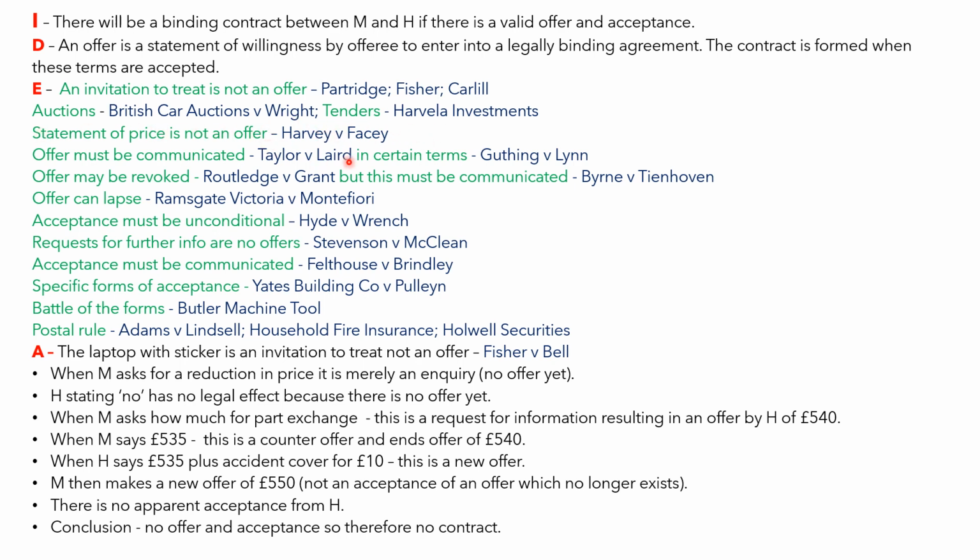And that case is particularly relevant for this scenario because it looks like when Harry was telling her what price he would accept if she did a part exchange, that very much looked like it wasn't an offer, it was a statement of his minimum price he would accept. We can talk about the fact that the offer must be communicated and it has to be in certain terms, but that the offer can be revoked at any time before it's accepted, Routledge and Grant. But of course, that revocation must be communicated to the other party, Byrne and Van Tienhoven.